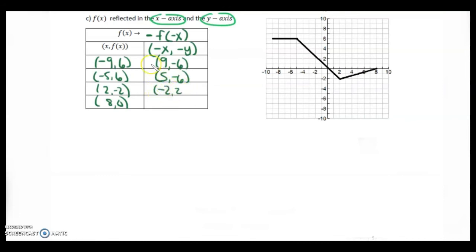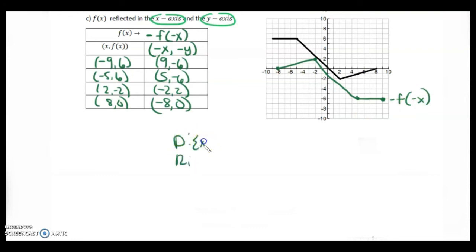And then -8, 0. Let's see if this turns out: 9, -6, 5, -6, -2, 2, and -8, 0. And this is negative f at negative x.